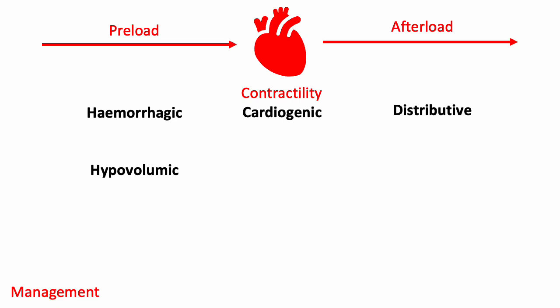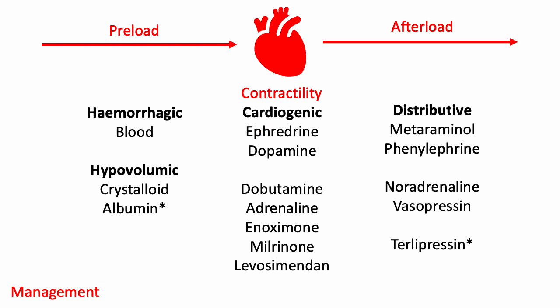So how do we manage this? Well, the management will obviously depend on the cause. The mainstay of treatment for hemorrhagic shock is giving blood and turning off the tap, stopping them bleeding. So that will often mean a trip to theatre. Hypovolemic shock, we're going to give fluid resuscitation. So this will mainly be crystalloids, but also we occasionally use albumin. The use of synthetic colloids now has completely gone. We don't use any of those anymore.